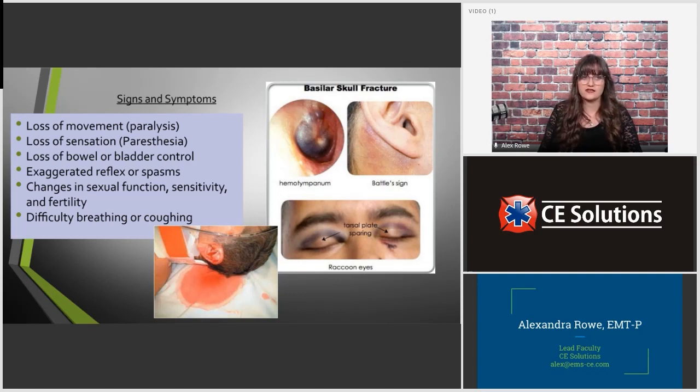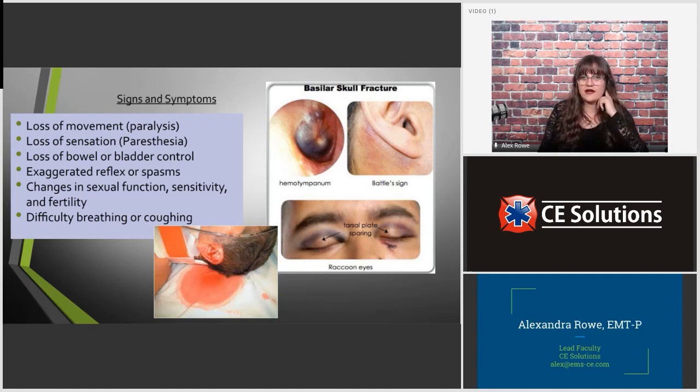Exaggerated reflux or spasms. Changes in sexual function, sensitivity, and fertility. And we know in males, if they have a priapism, that's a sign of a significant spinal cord injury. Difficulty breathing or coughing. If you look at these pictures, here's a few examples of other signs and symptoms.